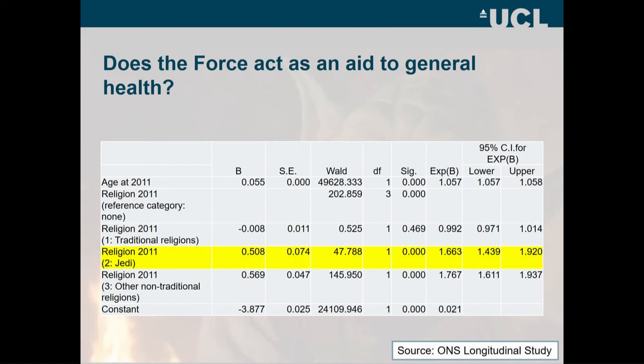The traditional religions, there's very little difference, and it's not significant, between them and people with no religion. So for traditional religions and no religion, we don't see a difference in how they declare their health. What's interesting, perhaps, is that Jedi are very similar to our category of other non-traditional religions. So these aren't the major religions, not Christianity, Islam, Judaism, Hinduism, etc. They're more similar to these other non-traditional religions.